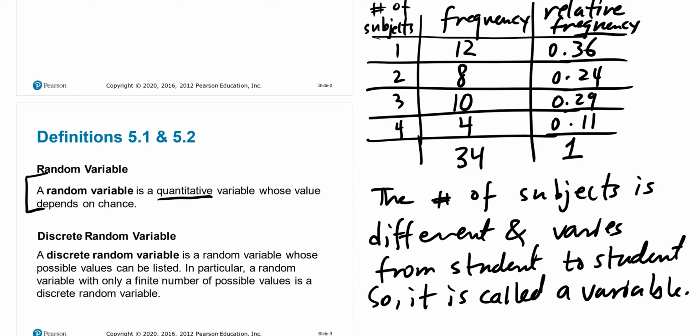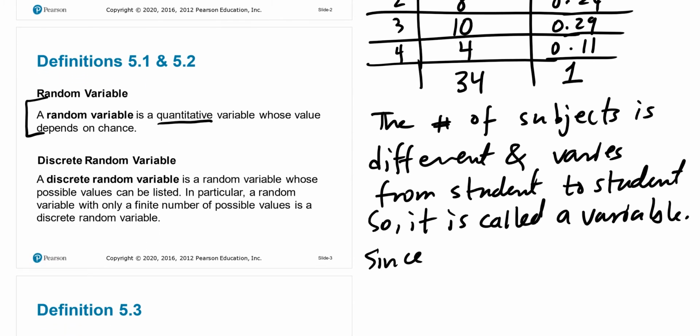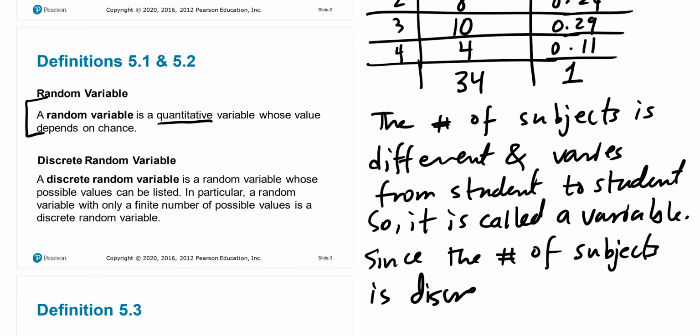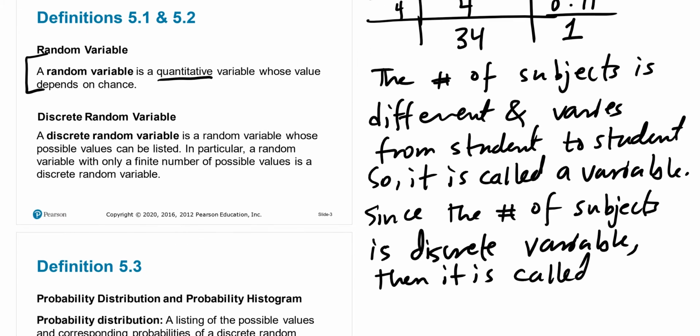And then here, let me write that down. Since the number of subjects is discrete. Discrete means you can point them out, you can list them on the graph. It's not a continuous one that goes forever. It's a discrete variable, then it is specifically called a discrete random variable.